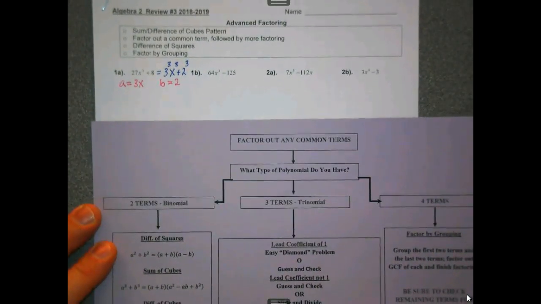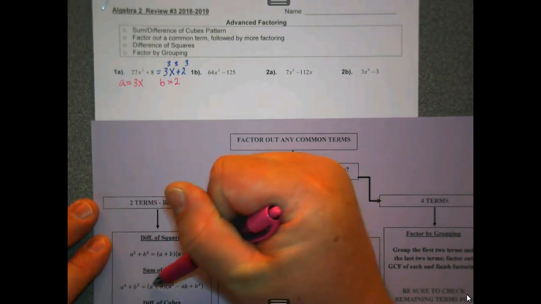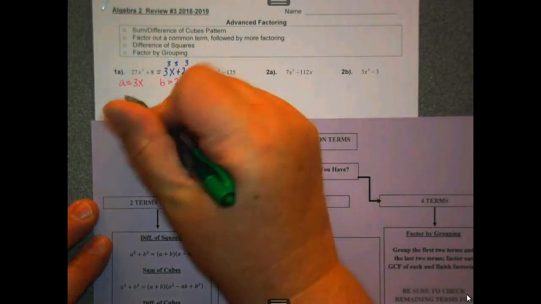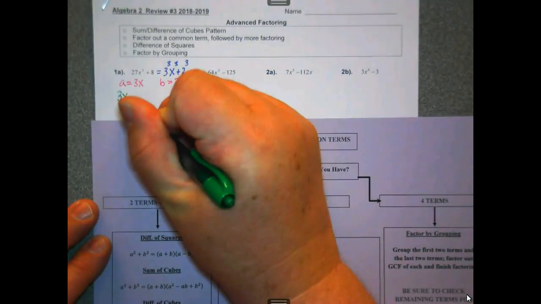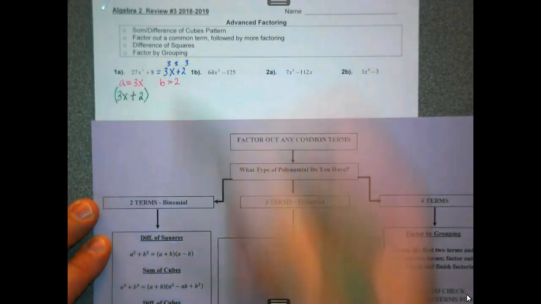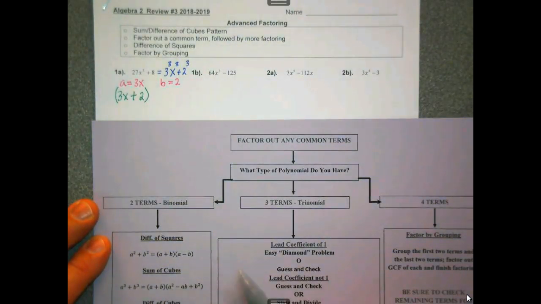Okay, so I have a plus b, a plus b times the quantity, a squared. Now, what's a squared?